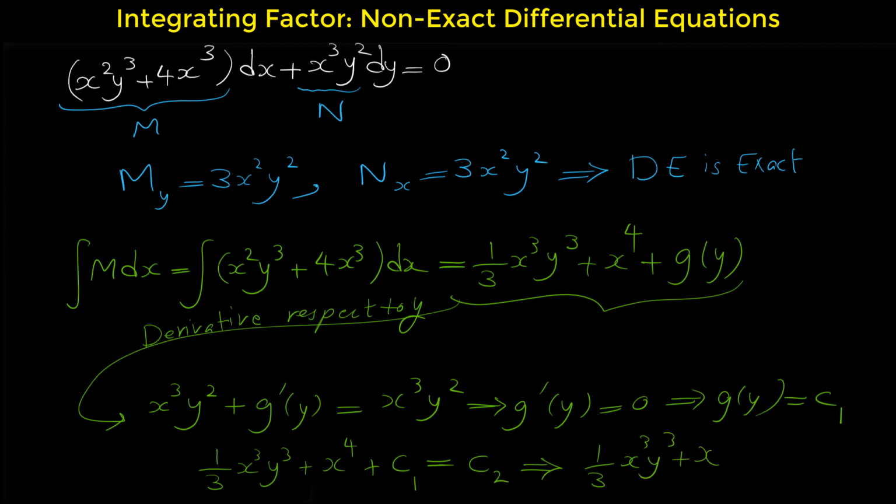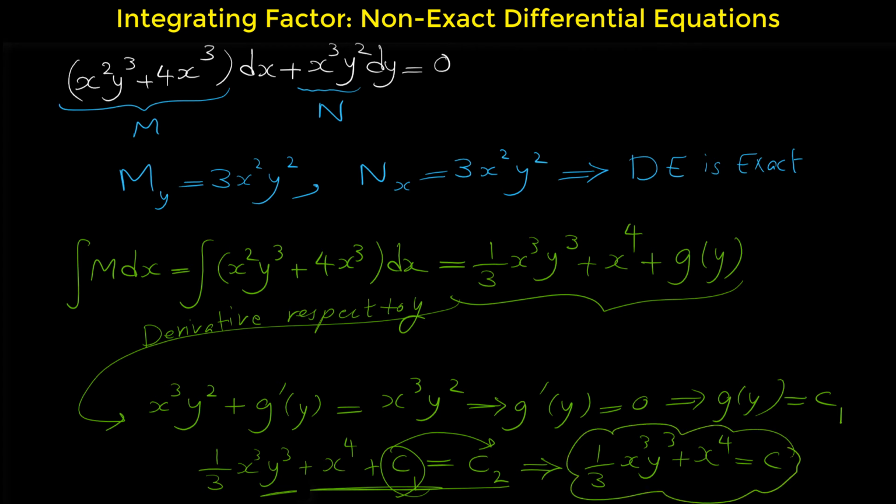Plus x to the 4 equals c. So from here to here, I moved this to the other side. The difference of these two constants, I named it c. And this is the solution of this exact differential equation.